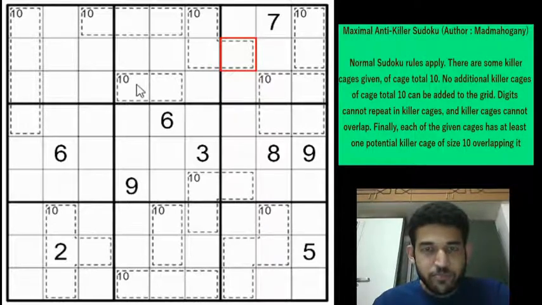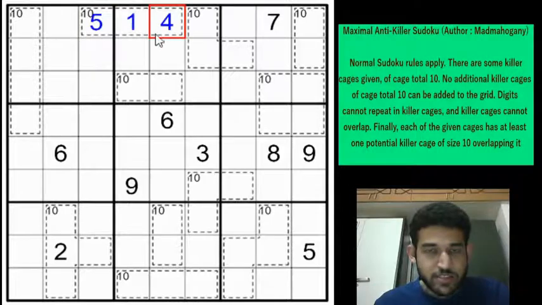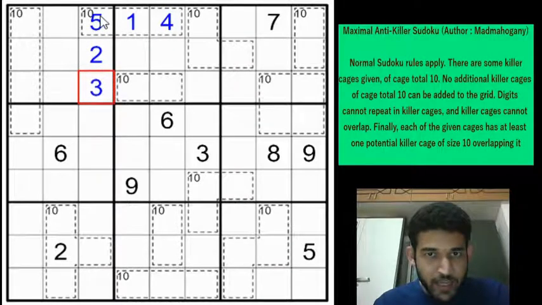In addition to that, each of the given cages will have a killer cage overlapping with it and which sums to 10. So what do I mean by that? So let's assume that we have a 5, 1, 4 here for instance. Now this given killer cage, and all the given killer cages in fact, needs to overlap with some other digits. So for example, let's say we have a 2, 3 here. Now we are getting a killer cage with 10 as total, which is overlapping with the given cage. So we need to have this situation for all the killer cages.